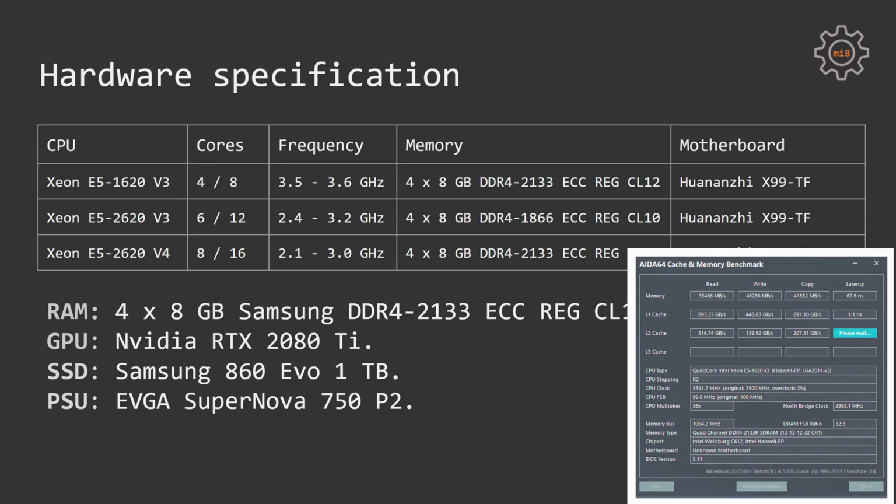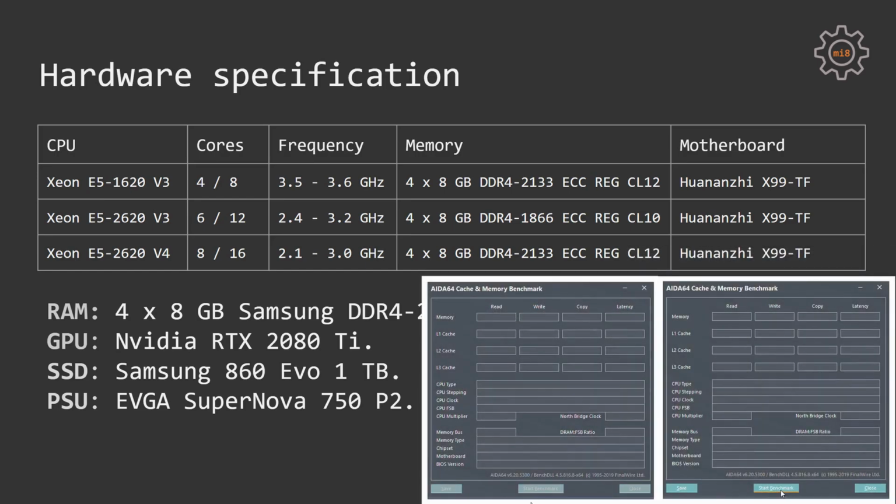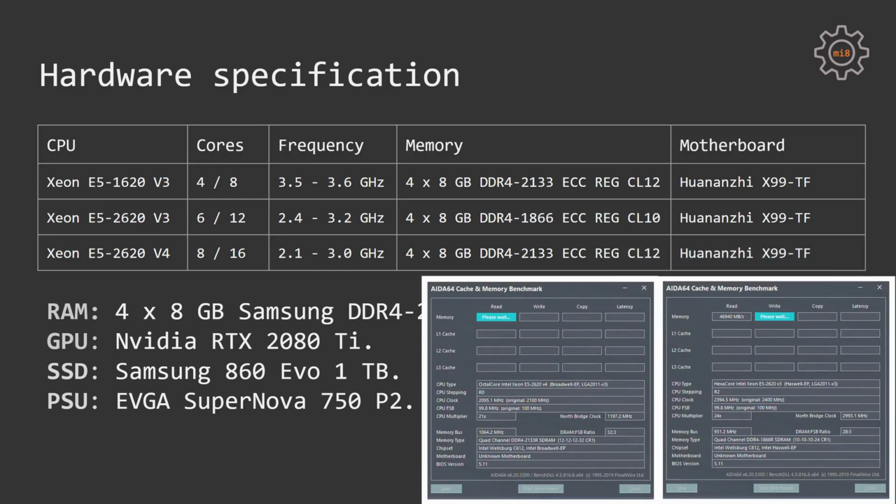In this test, I will be testing E5-1620 V3 with turbo boost unlock applied, because E5-2620 V3 was also tested with turbo boost unlock and I want to make it some kind of a fair comparison. E5-2620 V3 has 6 cores, 12 threads. With the turbo boost unlock, all CPU cores are working at the frequency of 3.2 GHz. E5-2620 V4 has 8 cores, 16 threads. CPU frequency 2.1 to 3.0 GHz.